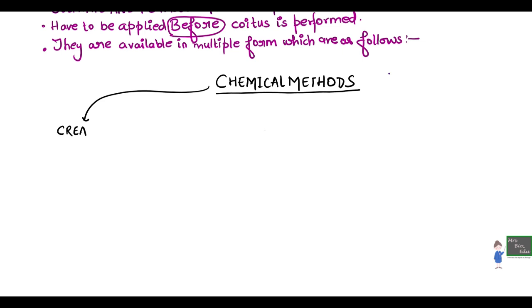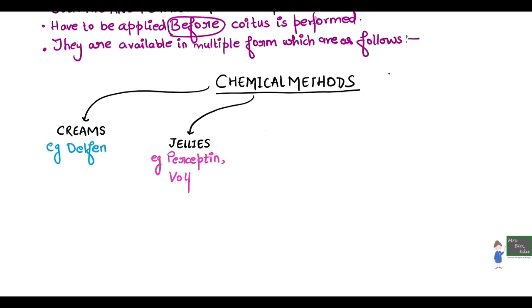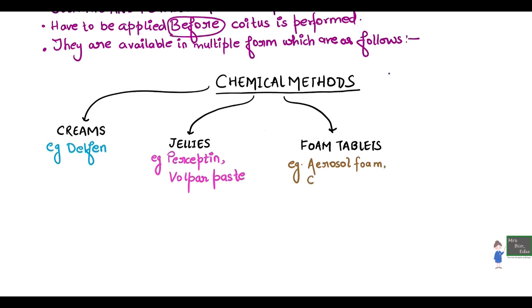According to the need, they are of various types, in their texture and how they are going to be used. So we have creams, like Boroplus cream, and it goes by the name of Delphin in the market. We have jellies by the name of Perceptin and Volpa paste. And then we have foam, like shaving foam. They come in a spray bottle, which you can spray to get this foam. The spray bottle is called aerosol foam, but it's also available by the name of Chloromin T. Chloromin T is again a foam, or you can go for the name of Contact.